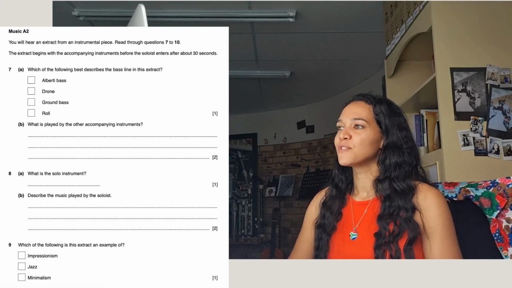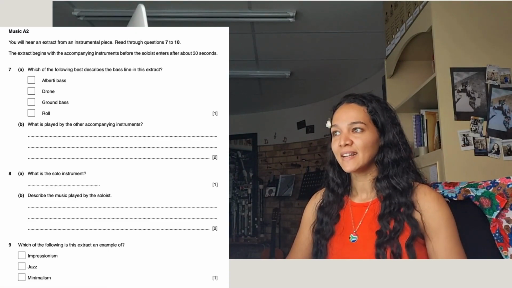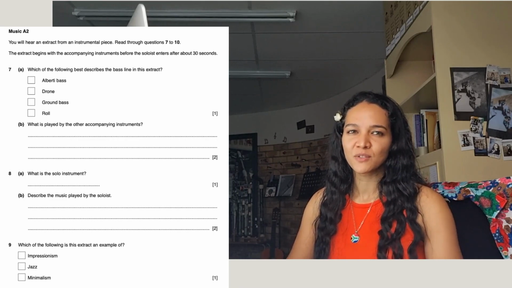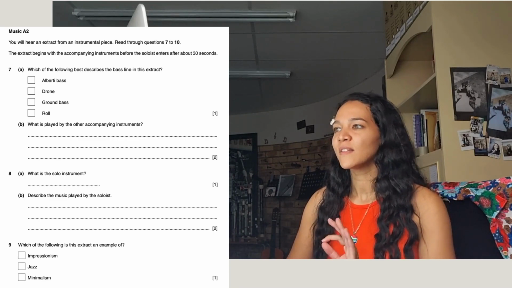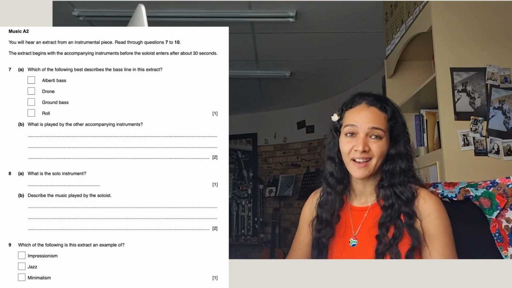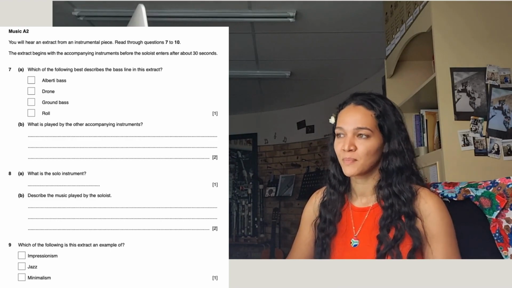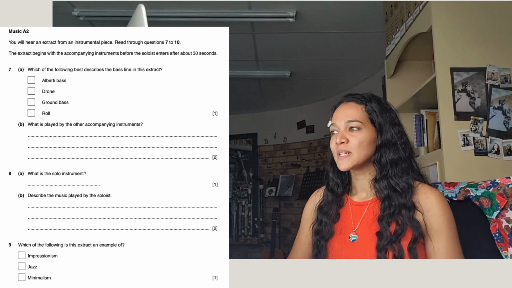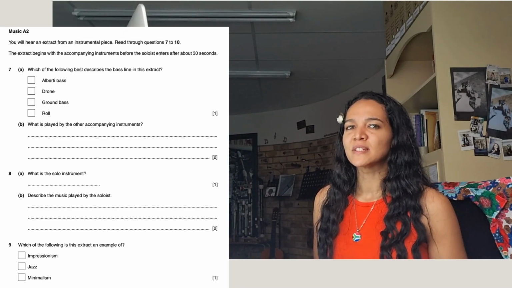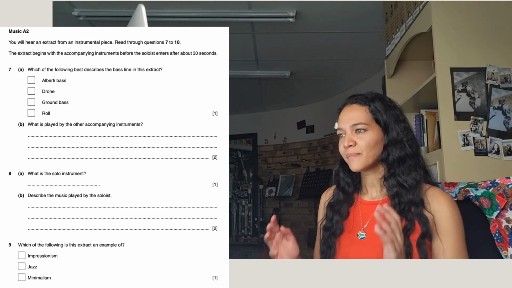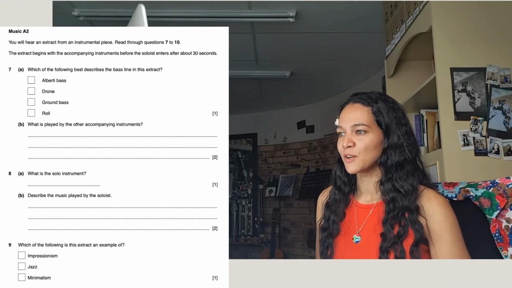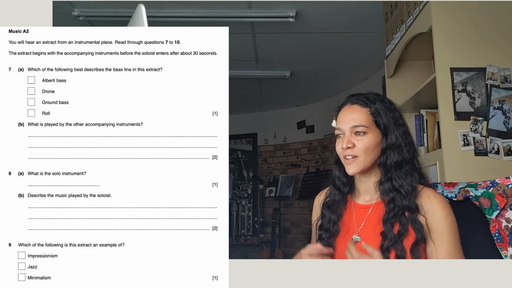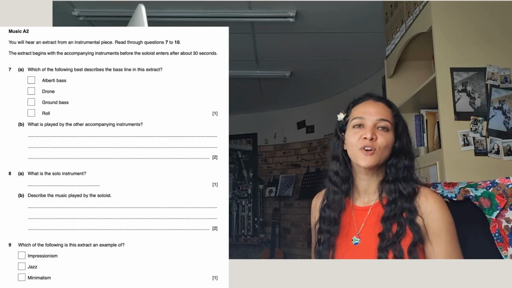So they ask us which of the following best describes the bass line in the extract. They give us some options, we merely have to choose one, and then they ask of us what is being played by the other accompanying instruments. Then what is the solo instrument, and something like that we can also listen out for on the very first playing. Then they say describe the music played by the soloist, and then the last question they ask of us which of the following is this extract an example of.